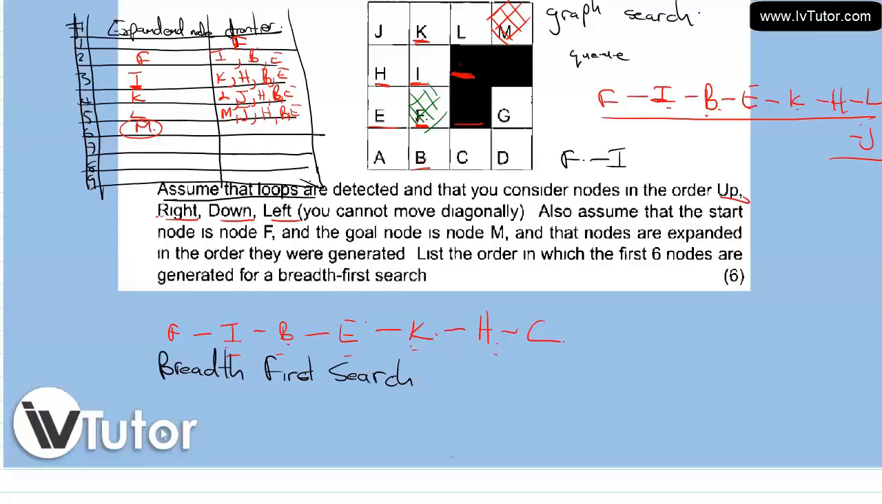I hope you get to see the difference. In tree format, you have F, then you're going to have I, you're going to have B, you're going to have E. You forget everything else, you take here, you're going to have K, and you're going to have H, right? And then you go to K, and then you're going to have L, and then you're going to have J. So before you expand everything else, you do that.